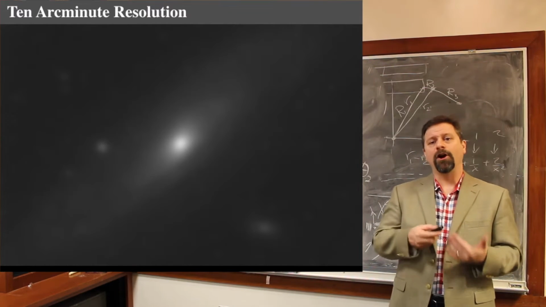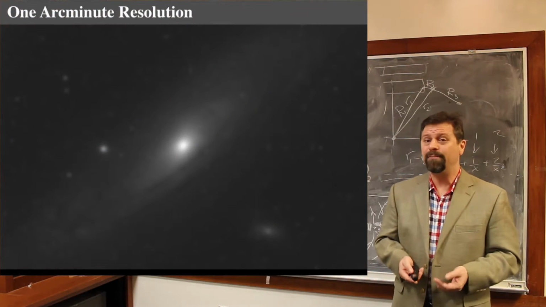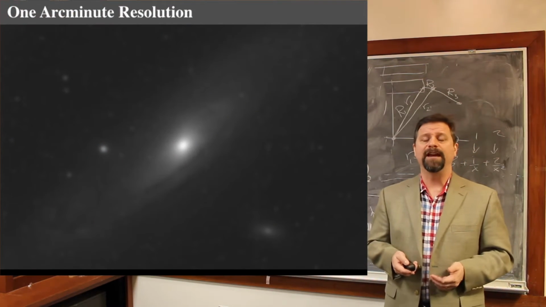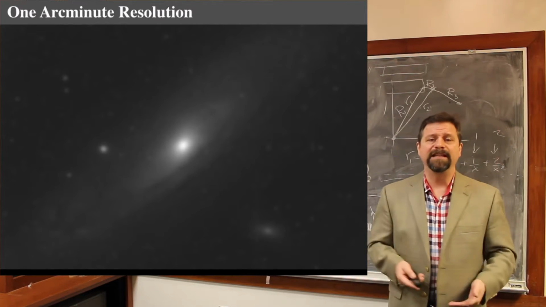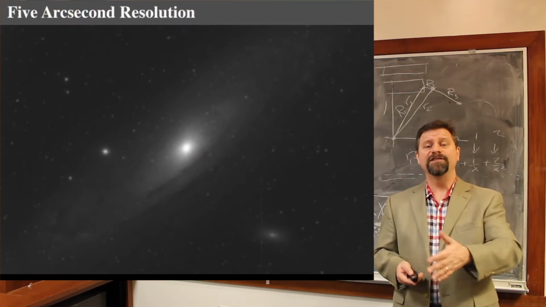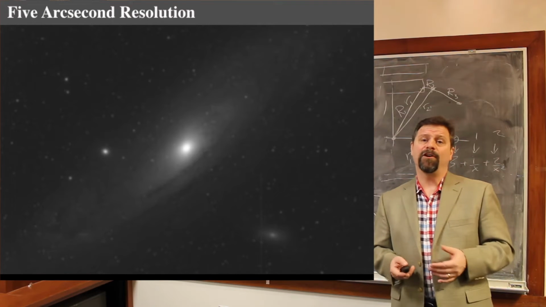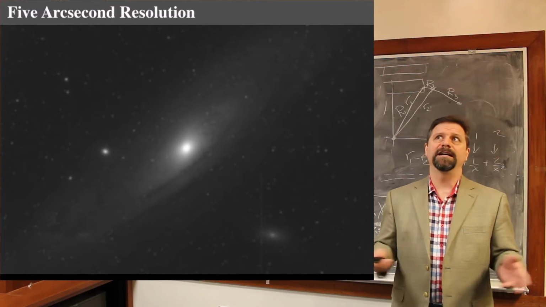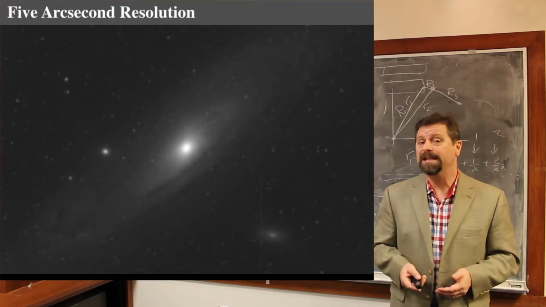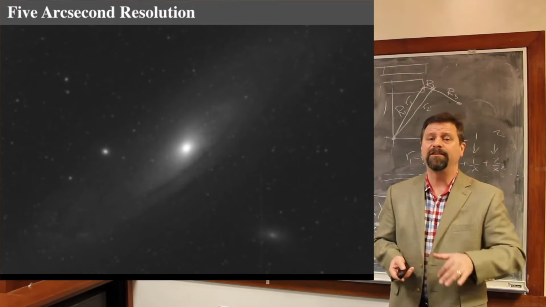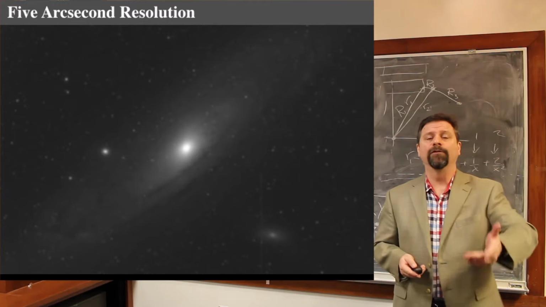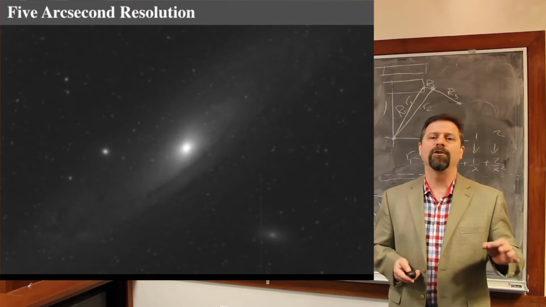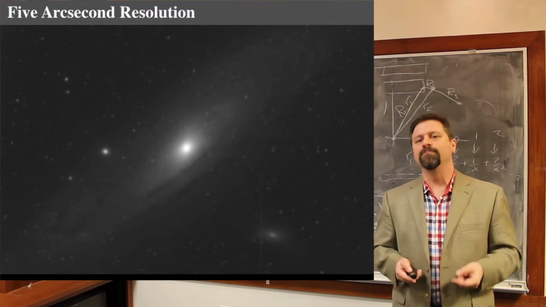Now we're going to go to 1 arc minute resolution. It's slightly better, and that might be what you get with a good pair of binoculars. Okay, now let's bring it down again. 5 arc second resolution is about 12 times better than 1 arc minute resolution. So now we're much better than what you can see with your eye, and we're starting to make out smaller and smaller features. They're not so smooshed together.